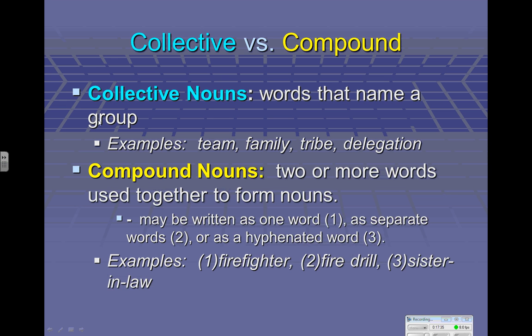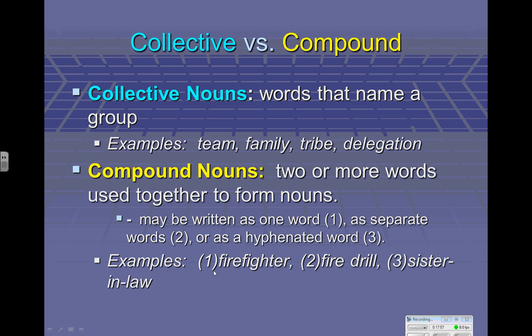Compound nouns are very different, but they're usually very easy to spot. And that's because compound nouns are made up of two or more words. So it's not always two. It can be three, it can be four or five. Sometimes it can be very long, but it has to be two or more words that are used together to form nouns. And they can be written a number of different ways.